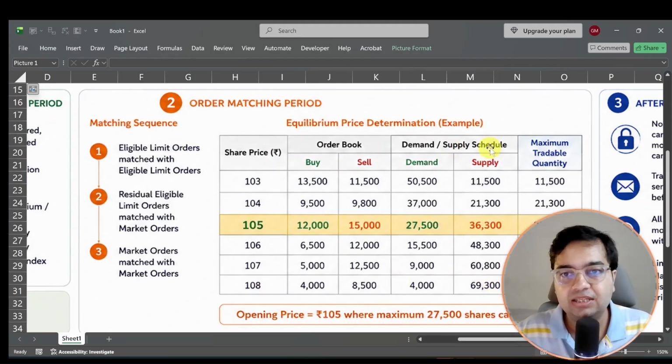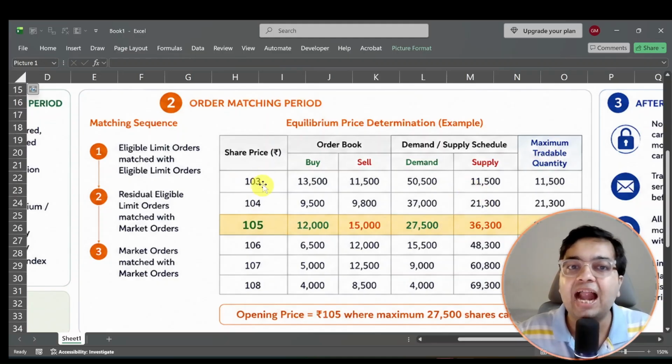Now, what happens by looking at this schedule is that the maximum tradable quantity is identified at each and every price point. Now, at 103, the demand is 50,500, whereas the supply is 11,500. So, actually, the total number of trades which can be executed at this 103 will be 11,500. Now, what about 104? At 104, the maximum tradable quantity would be 21,300. So basically, at each and every price point, the lower side of demand and supply schedule would be considered as the maximum tradable quantity for that price point.